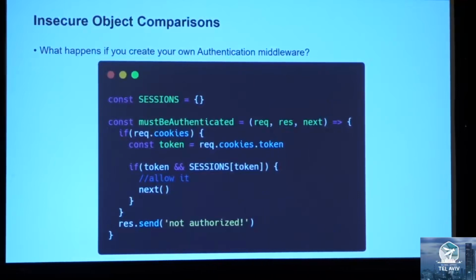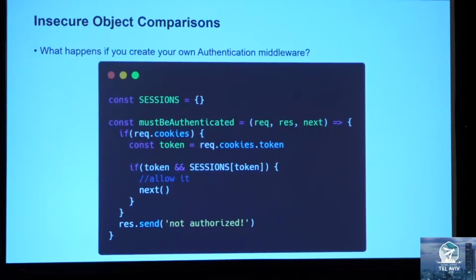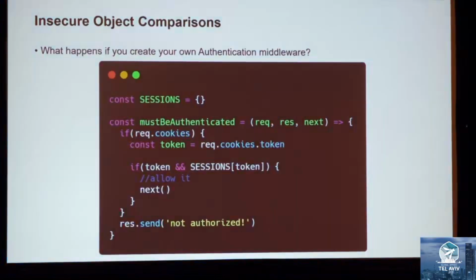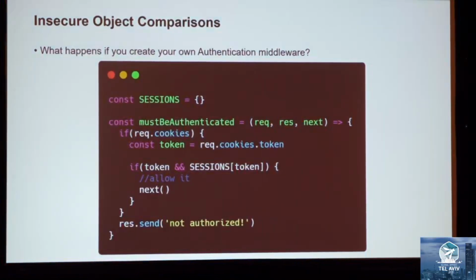So what you can see here, and obviously this is vulnerable to Node, but it also could be vulnerable to the client side too, but it would be less impactful. But what we have here is a simple object called sessions, and then we have this mustBeAuthenticated middleware, which takes in the request, response, and next. And then we take a look at the cookie, and that cookie is basically assigned to the token, and then we check to see if that session token exists in the session object. And if it does exist, then we'll go to the next. Otherwise, it will say not authorized.